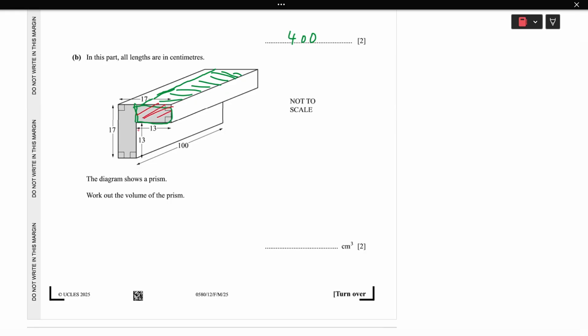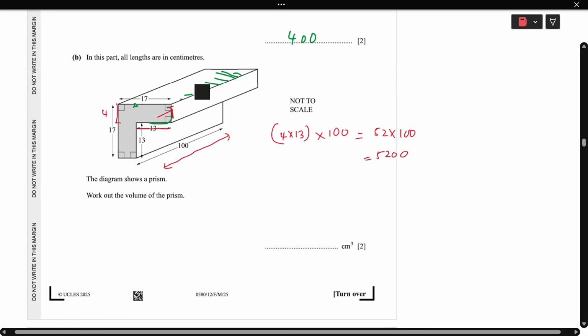So area, this length I know is 13. We can find from here until here is 13 length, the rest is going to be 4. So 4 times 13. So we'll get the area times this length, which is going to be 100, is the volume. So 4 times 13 is going to be 52 times 100, which is 5200 for the first part. Now I'll erase this.